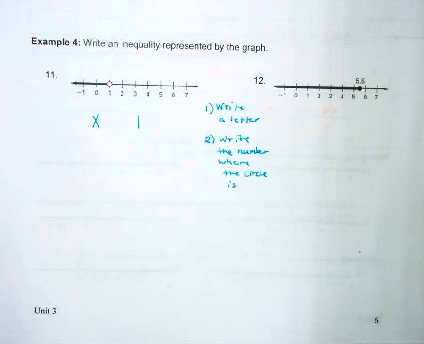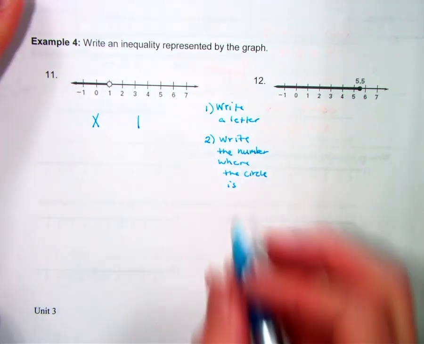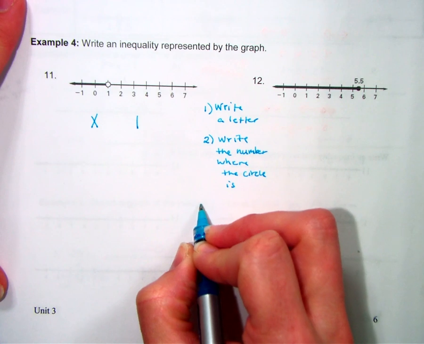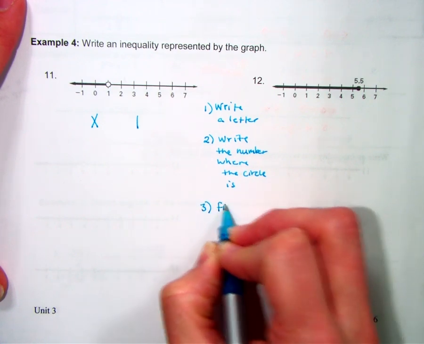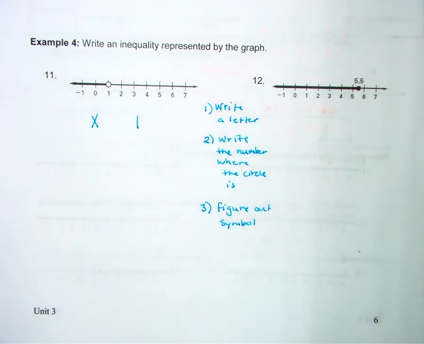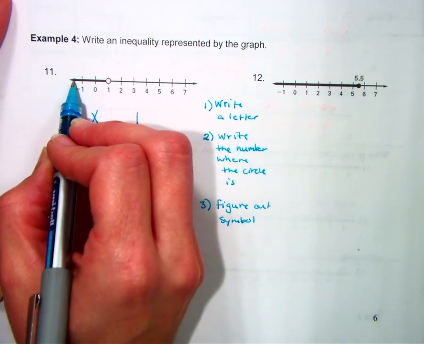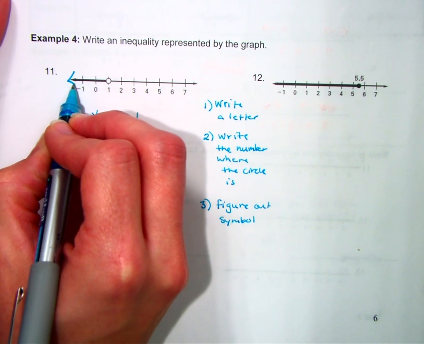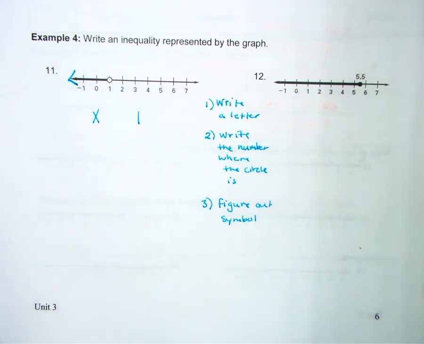Boom. Now we've got to figure out the symbol. Figuring out the symbol is as easy as drawing the arrow on the end of this graph. Check this out. Ready? This is what I mean. See this arrow right here? If I trace over that, that's the symbol that you need to use. Ta-da! Also, because it's to the left, it's a less than.